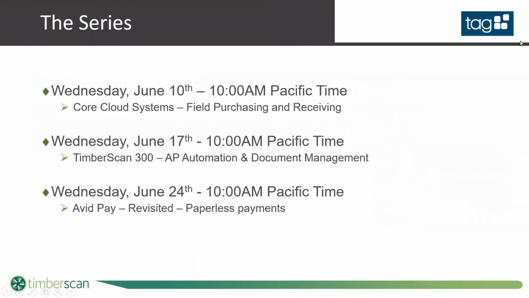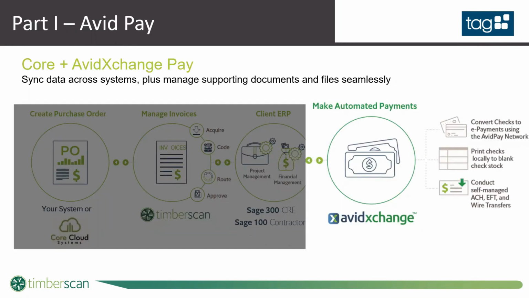I just want to run through the series lineup. Next Wednesday, we're going to be focusing on our core cloud systems, field purchasing and receiving, and we're going to review how you can get rid of your paper purchasing process. We'll show you how to create electronic POs, requisitions, and receiving tickets from anywhere on any device, integrated with both Sage 300 CRE and TimberScan. So I hope you all can make it.